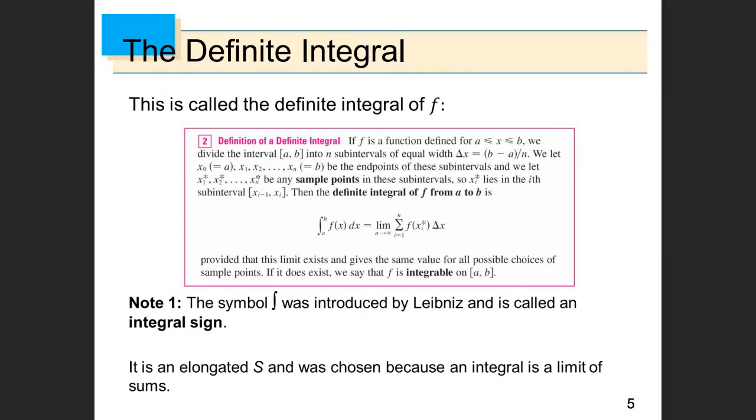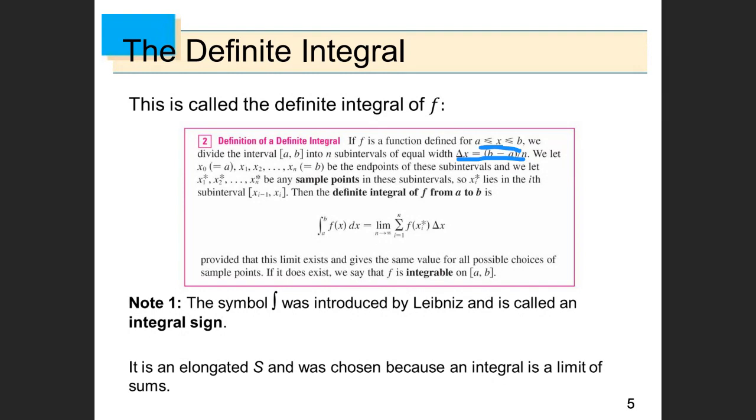That brings us to the definition of a definite integral. If f is a function defined for x between some closed interval [a, b], we can divide the interval [a, b] into n subintervals with equal width. Last time I showed you how to compute the width. The width delta x is just (b minus a) over n.